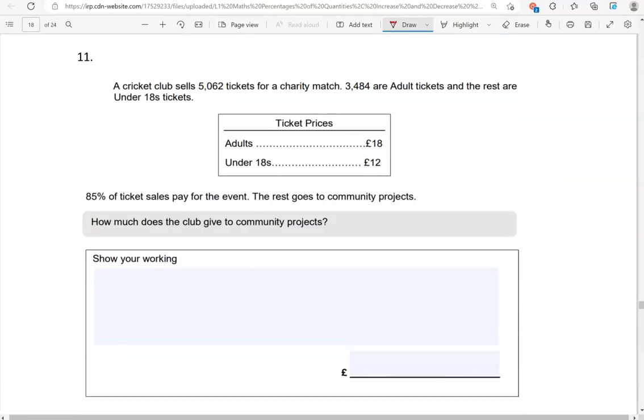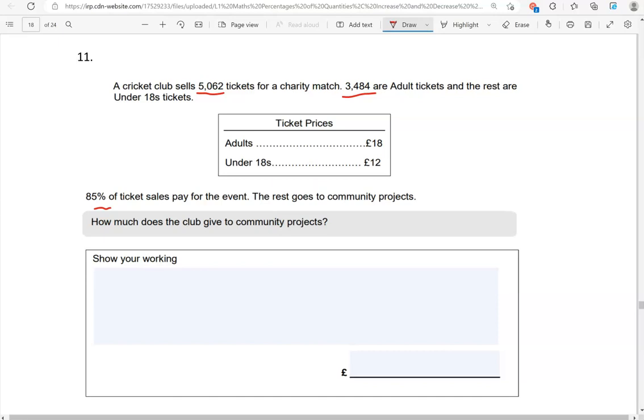A cricket club sells 5,062 tickets for a charity match. 3,484 are adult tickets, and the rest are under 18s tickets. We've got ticket prices: adults £18, under 18s £12. 85% of ticket sales pay for the event. The rest goes to community projects. How much does the club give to community projects? Show your working. Let's work out how much will come through the tickets.